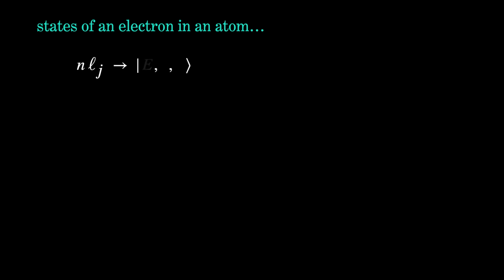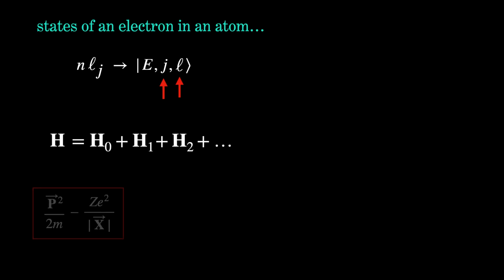Now let's return to the ordinary atom and examine how an electron is described in a bound state. An electron state in an atom is usually described by three quantum numbers: the principal quantum number n, which labels its energy, the orbital angular momentum L, and the total angular momentum J. Amazingly, these three quantum numbers remain good quantum numbers, even after we include all the other corrections to the simple hydrogen atom model, H0, which only considers the Coulomb interaction.